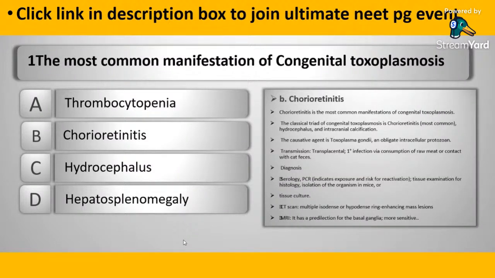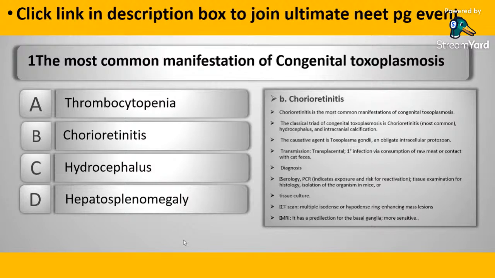So the correct answer here is chorioretinitis. This chorioretinitis is the most common manifestation of congenital toxoplasmosis. Now, what is the classical triad of congenital toxoplasmosis? It is chorioretinitis, most common, hydrocephalus, and intracranial calcification. The causative agent of toxoplasmosis is Toxoplasma gondii, an obligate intracellular protozoan. The transmission is transplacental. Primary infection may occur via consumption of raw meat or contact with cat feces.